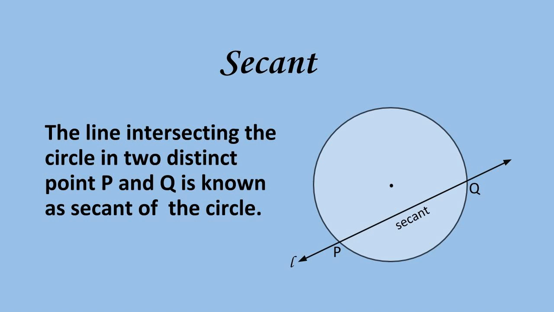So let's talk about secant now. The line intersecting the circle in two distinct points, P and Q, is known as the secant. So in the given example, we have line L which intersects the given circle at two different points, that is P and Q, and it forms a secant. So basically the secant passes through the circle.